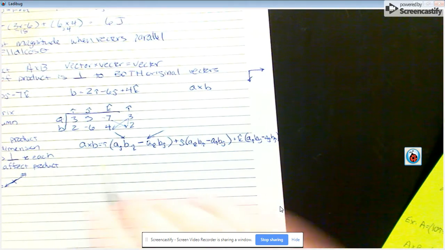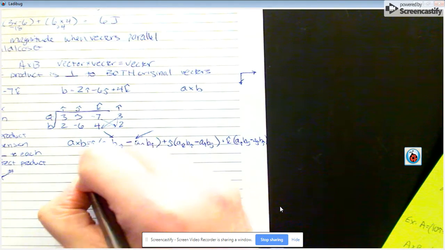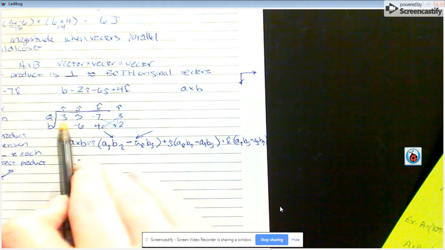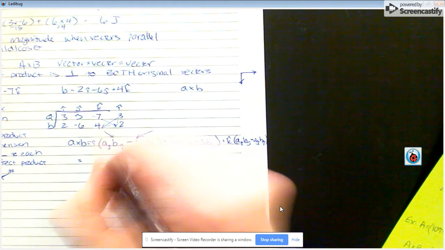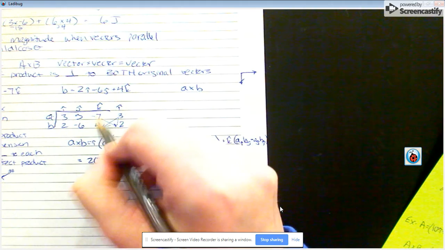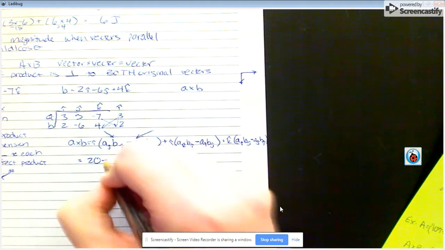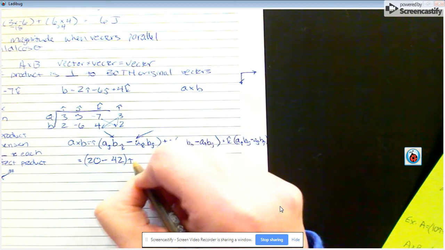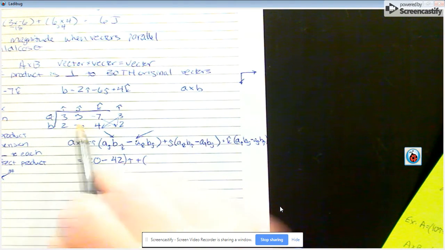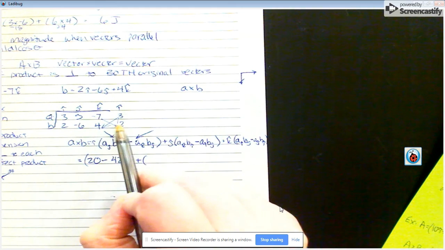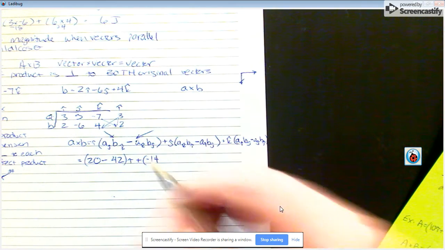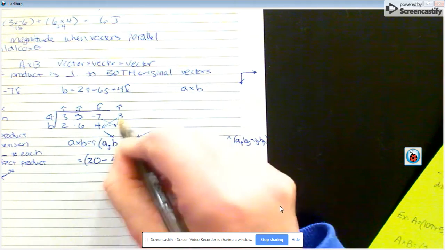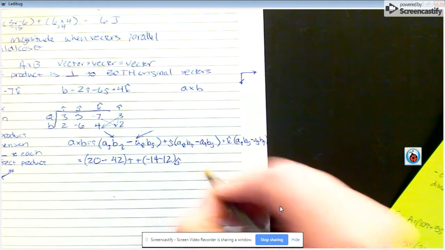Okay, so that's all long and gross, but it's really not that bad. So in reality, for i hat, we take 5 times 4, 20, minus negative 7 times negative 6, 42. That's my i hat value. Okay, j hat. So now we're going to go here. So negative 7 times 2, minus 3 times 4. That's our j hat value.